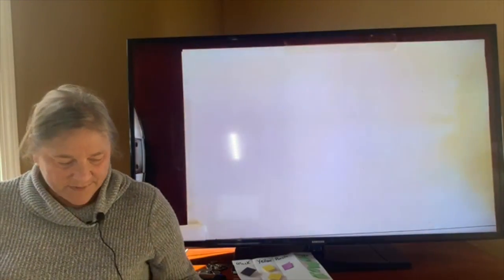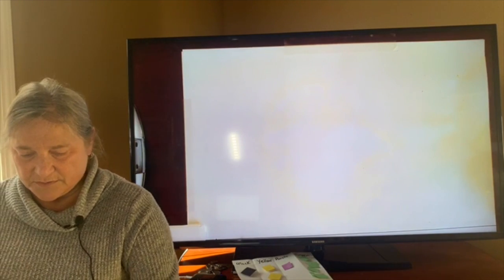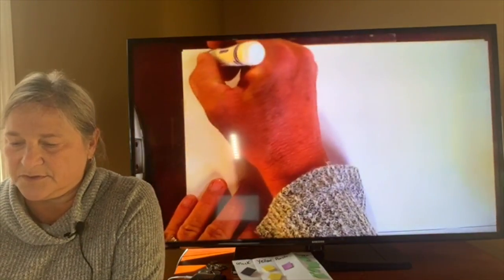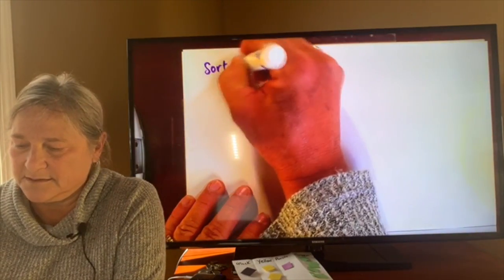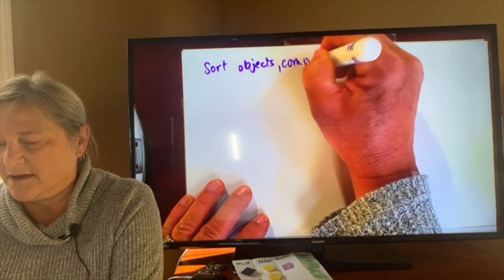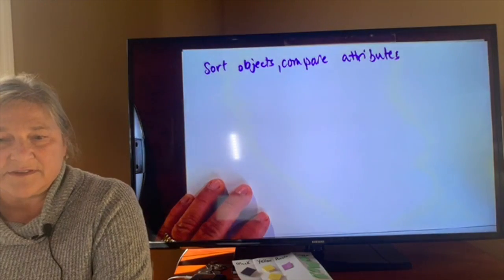So what is measurement, first of all? When we're talking about kindergarten and first grade, you can get your state's standards from your state's Department of Education. I'm going to use Ohio's because I'm here in Ohio. For kindergarten, what students need to be able to do in a measurement standard is sort objects, and they need to be able to compare attributes. Now, when you see this word attribute, that just means something that makes it different or particular.